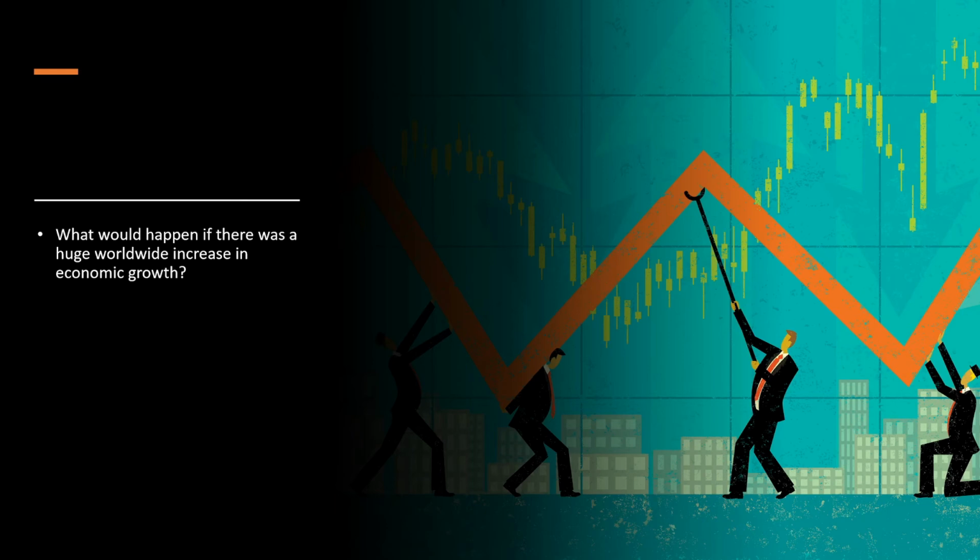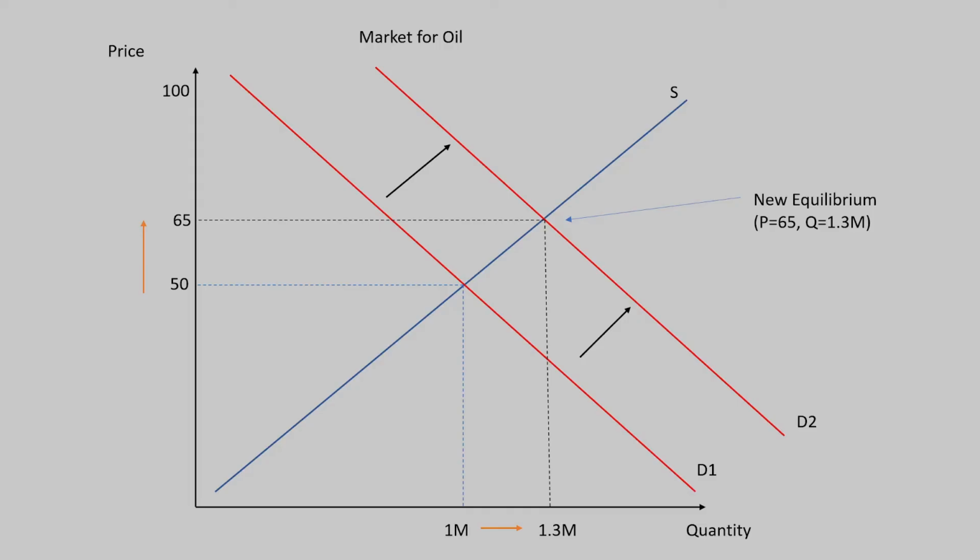What would happen if there was a huge worldwide increase in economic growth for whatever reason? Well, it's natural that we'll need more oil, a huge factor of production. Think about all the new cars that are going to be sold. They're all going to need oil still. Not enough Teslas yet. So we're going to see an outward shift in the demand for oil. So more oil is being demanded at any price. So we go from D1, our original demand curve, to D2.